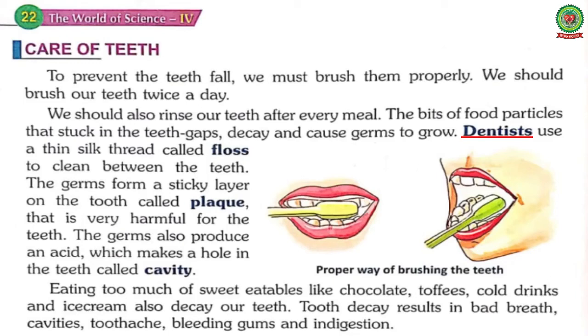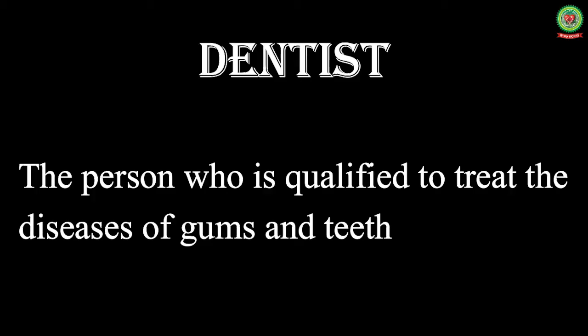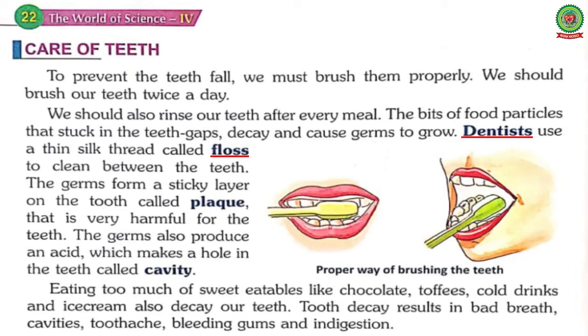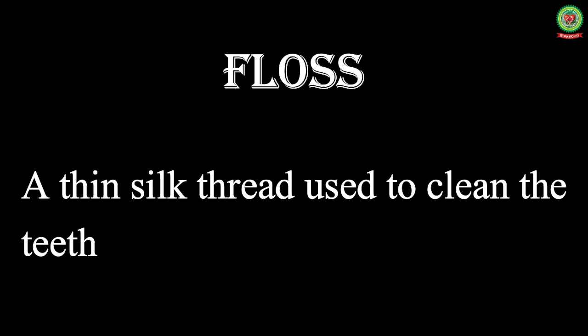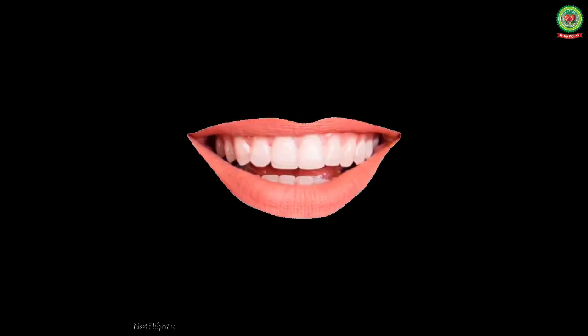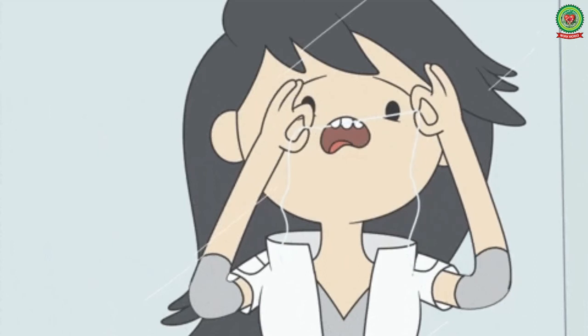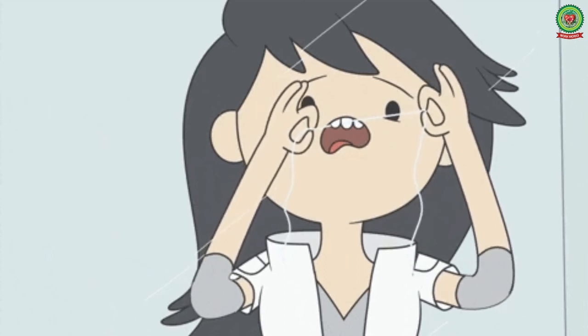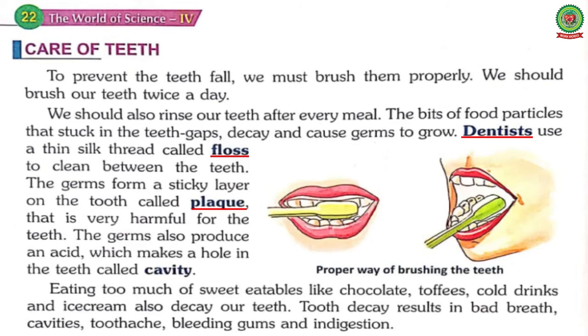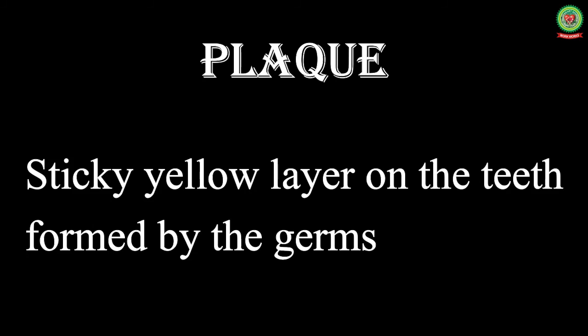Underline the word dentist and write down its definition. The person who is qualified to treat the diseases of gums and teeth. Now, underline the word floss and write down its definition, a thin silk thread used to clean between the teeth. So, in order to protect the teeth from decay, dentists use floss to clean the teeth. The germs form a sticky layer on tooth called plaque. Underline the word plaque and write down its definition, sticky yellow layer on the teeth formed by the germs.